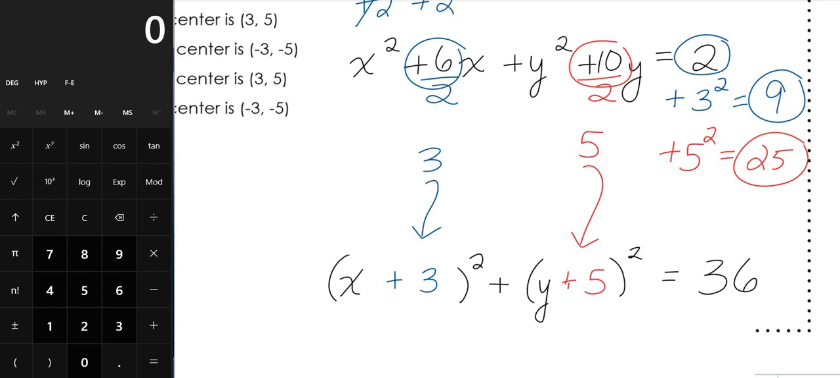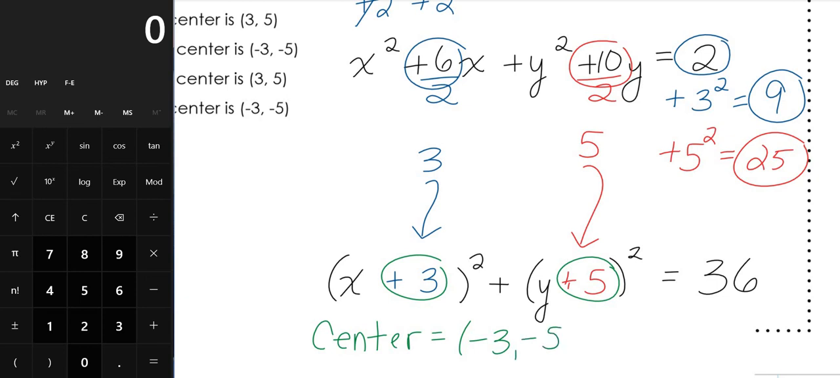And now let's decide on our center and on our radius. So our center is the opposite sign of 3 and 5. So it's -3, -5. And our radius is always whatever's on the right-hand side here, square rooted. So square root of 36 is equal to 6. Okay, so our radius is 6, and our center is at -3, -5.